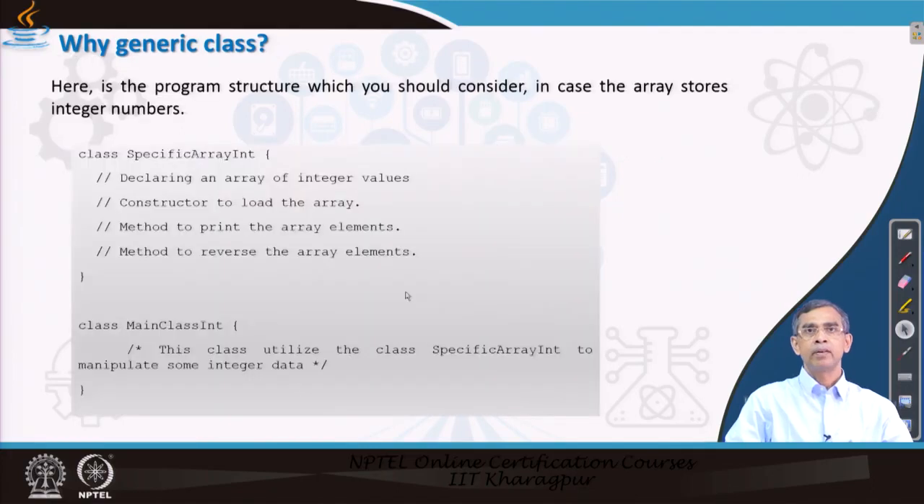Now, let us see, without any generic programming, if we want to do it, how we can do that. This is basically the structure of the program that you should have, and in this case we are only considering that the elements should be stored in the array as integer. So, we can write a program, the name of the class for example can be SpecificArrayInt, then we should have a declaration of an array of elements, a constructor to load the array, that means initializing the array, a method to print the array, and another method to reverse the array, and finally this program can be run using a driver class, that is the main class, where the objects of this type will be declared and used, or all the methods in this class will be accessed. So, this is the case.